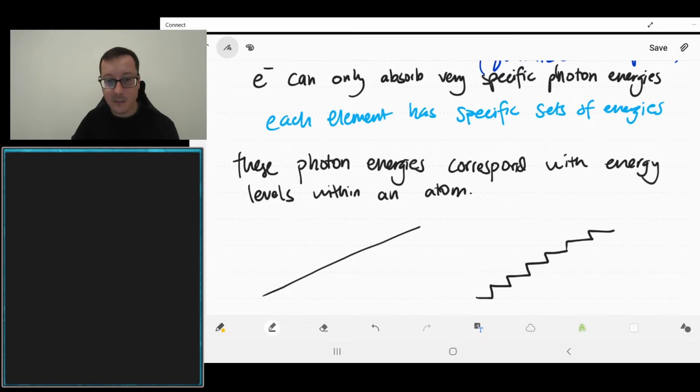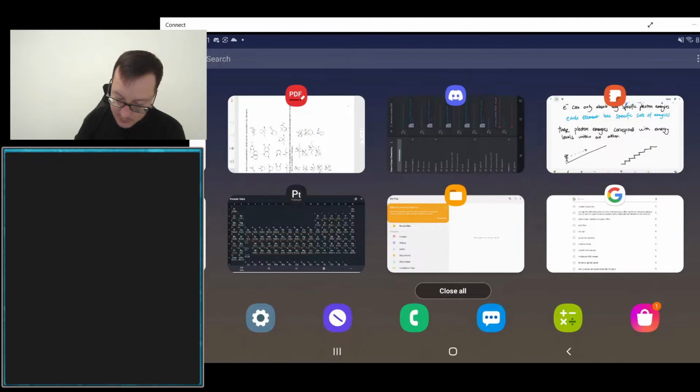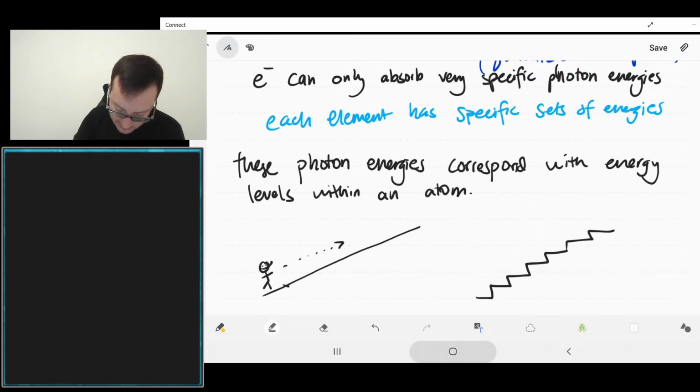If you are a person going up this ramp, here we are, we're going up this ramp, up we go. I can exist, or you, whoever's on this ramp, can exist anywhere you want on this ramp, any energy level you want. You could exist here, here, here, here, or even here. Whatever, anywhere you want to exist.